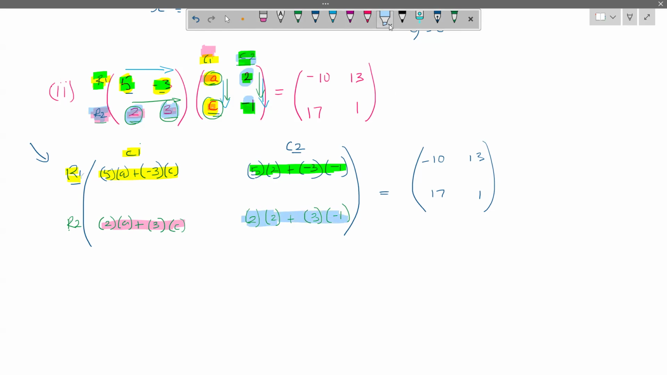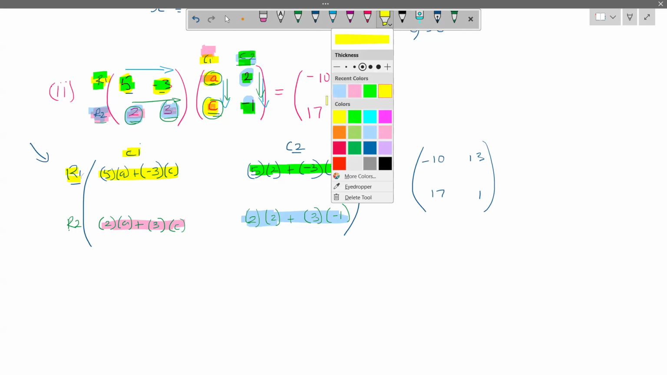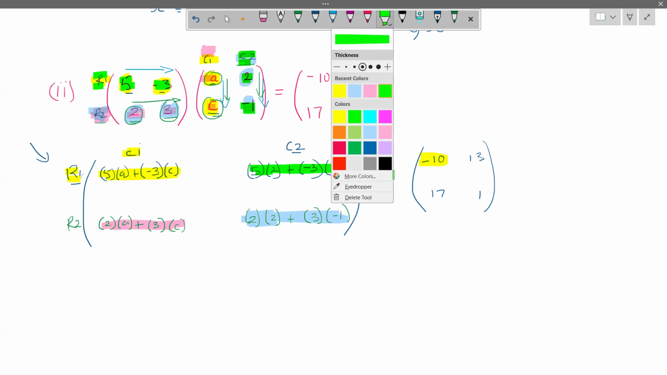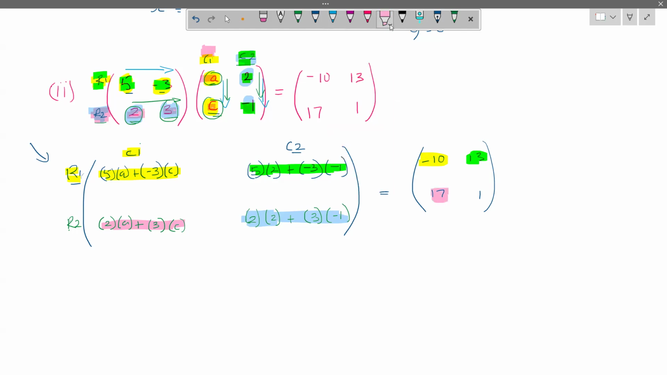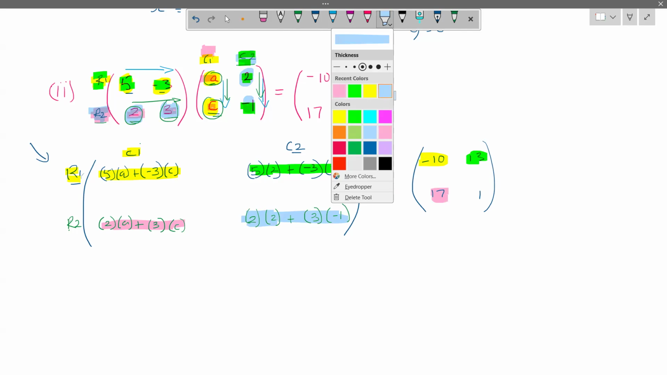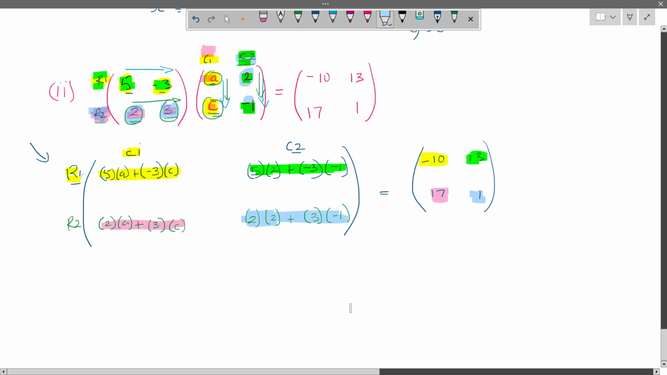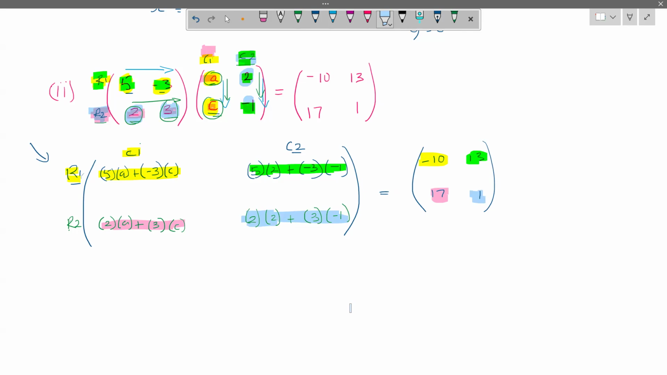So watch this, right? This yellow is going to be equal to 10. So when I expand this out or solve it, it's going to be equal to 10. This green is going to be equal to 13. This pink is going to be equal to 17. And this blue is going to be equal to 1. Tell me if everybody is seeing that pattern now, that relationship. Making sense? So that's how you're going to find the A and the C that are missing. Watch it here now.